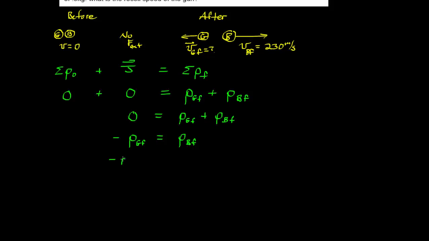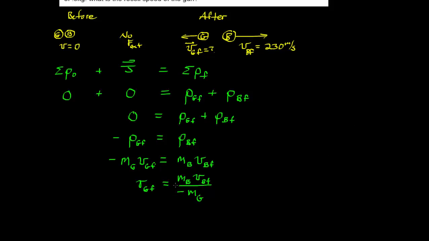So we're going to have the mass of the gun times the final velocity of the gun is equal to the mass of the bullet times the velocity of the bullet, the final. And we want the velocity of the gun, so we'll divide this over. So we get the velocity of the gun final is equal to the mass of the bullet times the bullet's velocity divided by negative mass of the gun. At this point, you would plug in numbers.